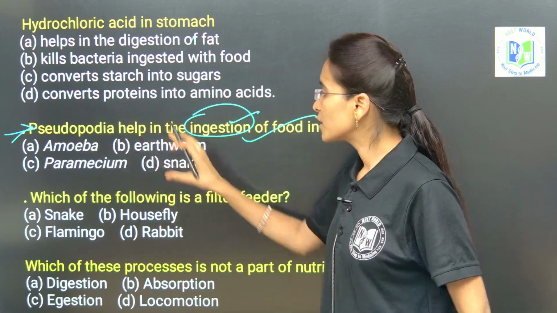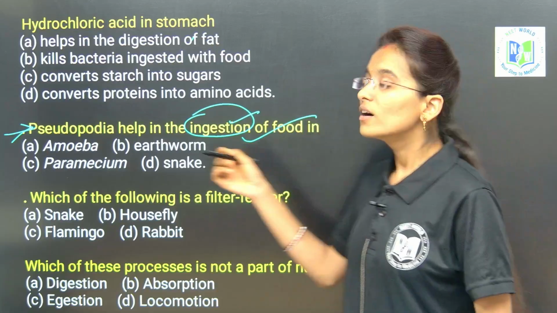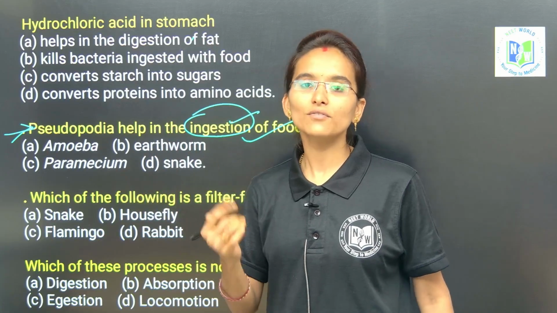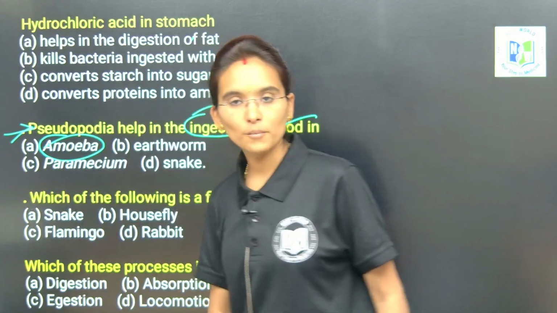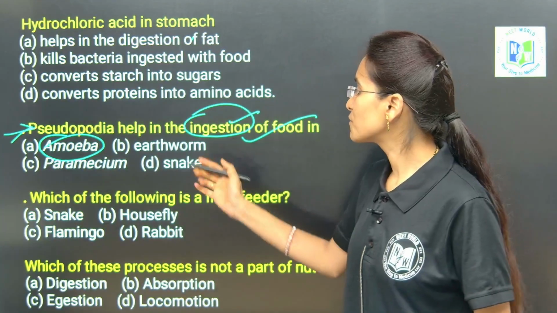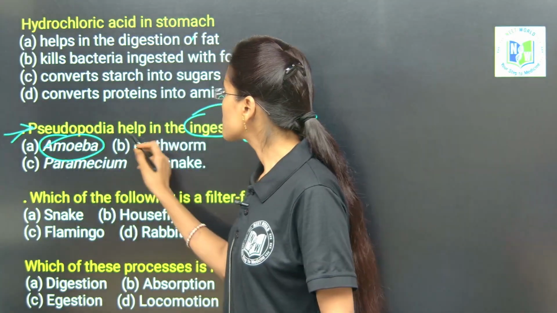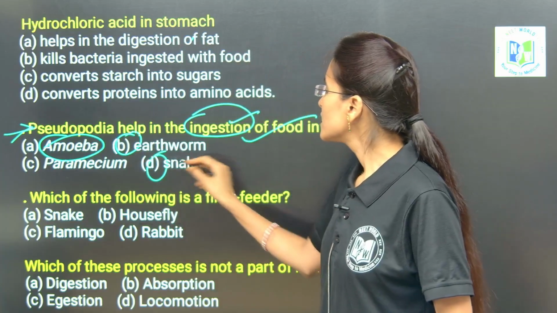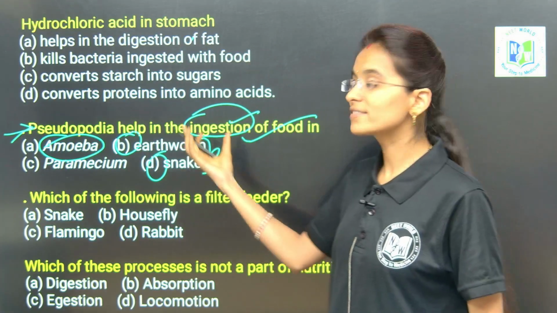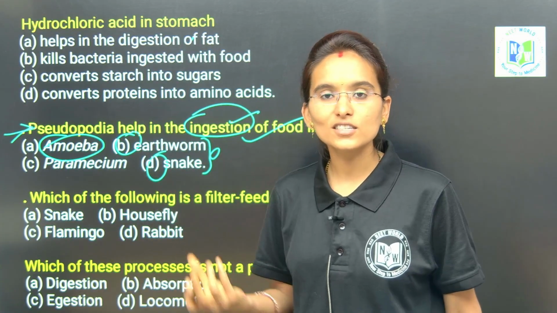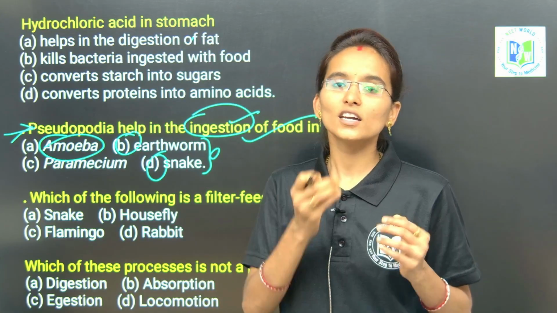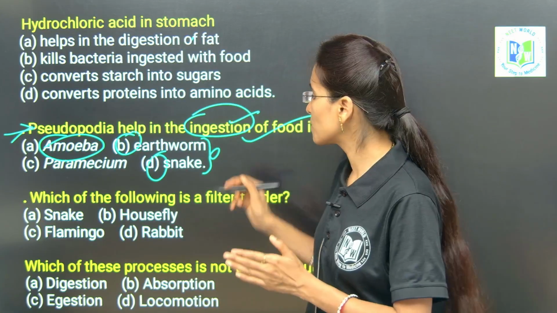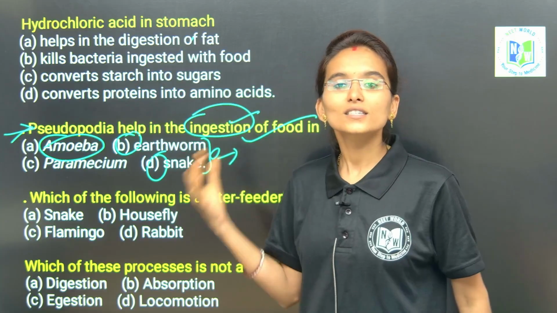But here are the given options. So we need to choose the right option in which we can find the pseudopodia. Okay. Obviously the answer will be amoeba, my dear students. But if we look into the other options, option B, earthworm, and option D, snake. Okay. So they are going to have special types of digestive system, with special organs which are involved in ingestion process. Okay. But these are not going to contain the pseudopodia.